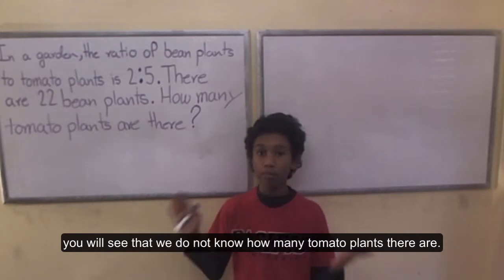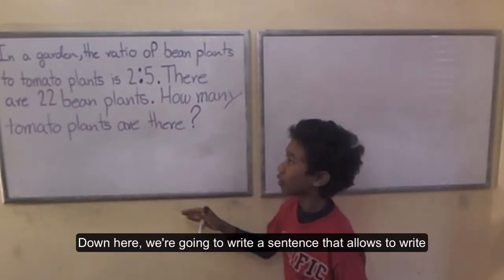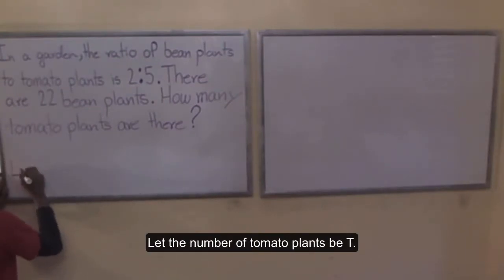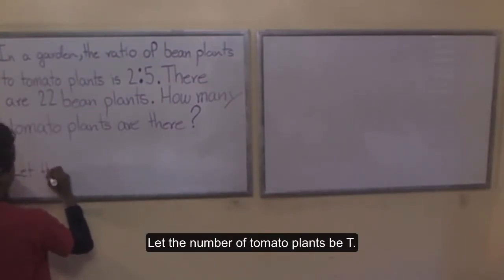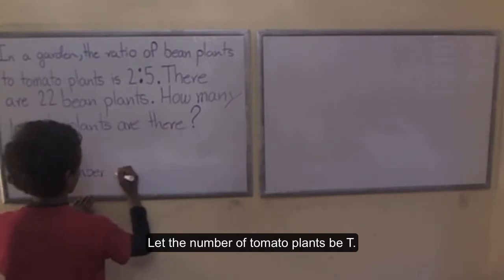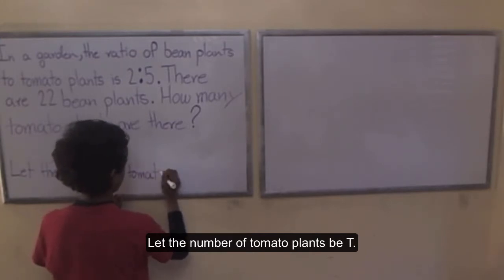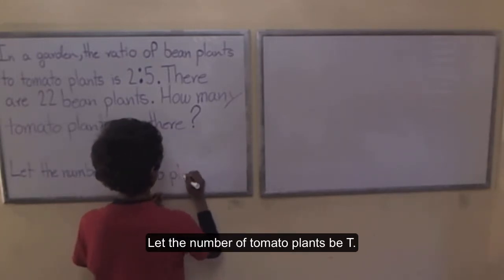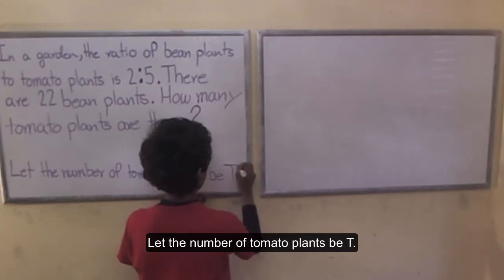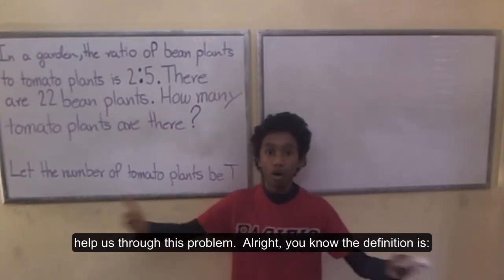When you first look at this problem, you'll see that we do not know how many tomato plants there are. Down here, we're going to write a sentence that allows us to write the number of tomato plants as a letter. Let the number of tomato plants be T.